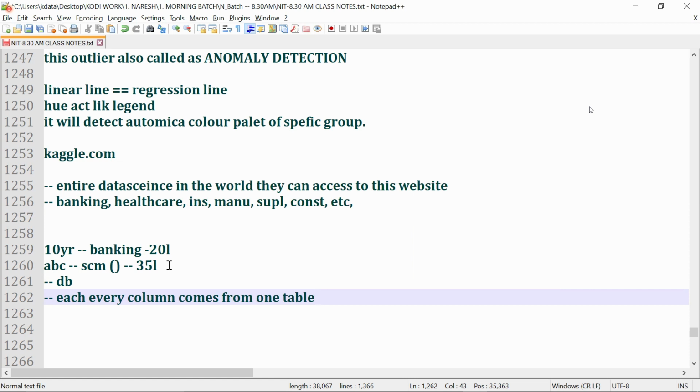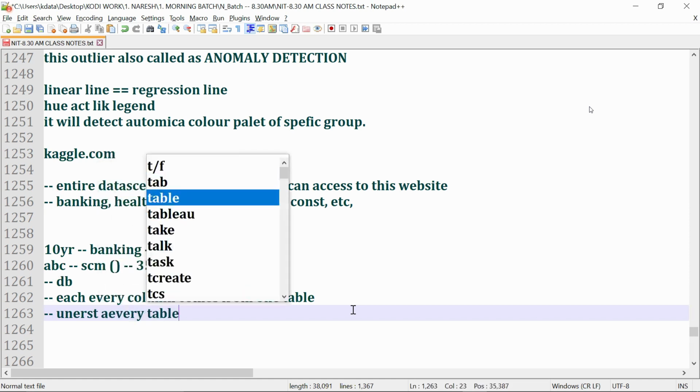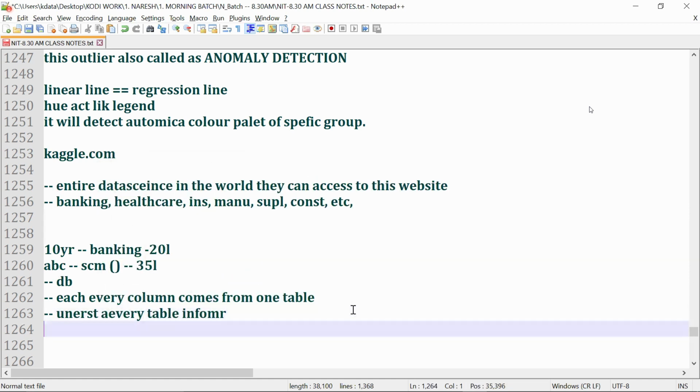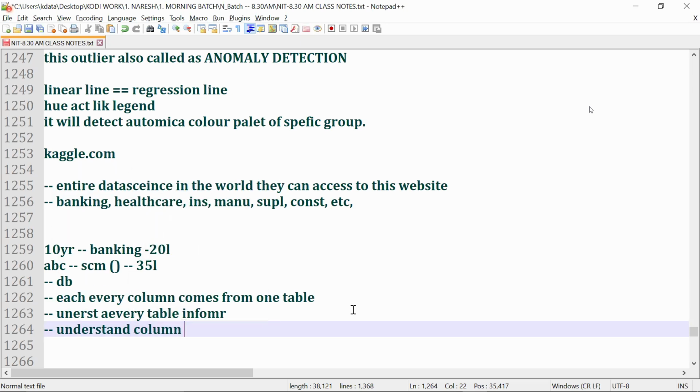Do you understand what is meant by a table? In a database, we have many tables, guys. There are a lot of calculations available in the tables. So when you need to understand the business, you need to understand every table's information, or not? Understanding table information means understanding column information, or not? Are you understanding? When you understand column information, then you are a business analyst, guys.